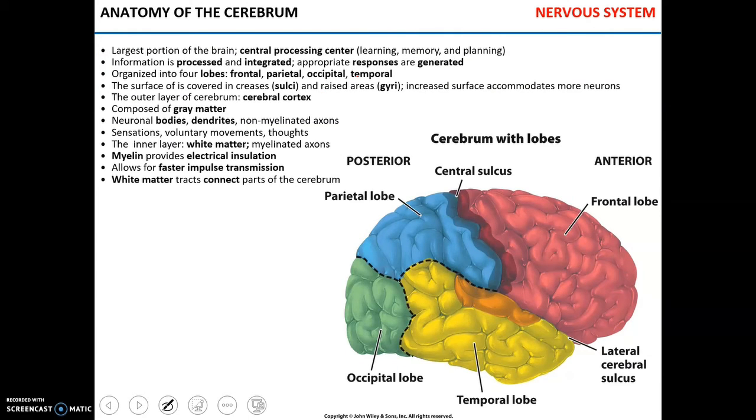Now, cerebrum is the largest portion of the brain. It is our main processing center, responsible for learning, memory, and planning. It processes and integrates the information and generates the appropriate responses. There are four lobes: frontal, shown here in red, parietal, shown here in blue, occipital, shown here in green, and temporal, shown here in yellow.